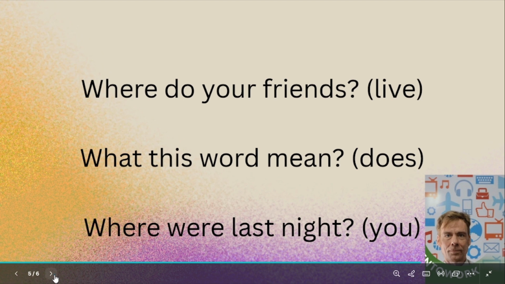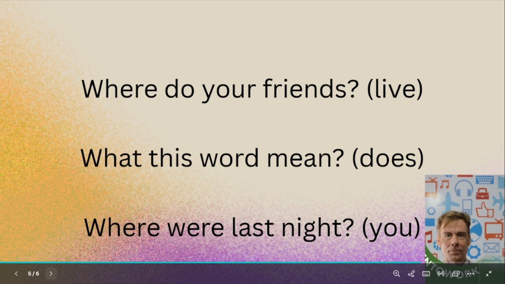So let's get some practice here. Take a look at these questions that have a word removed from them and see if you can guess where the word goes. The first missing word is live. The question is, where do your friends? You know, the question word is where. The auxiliary verb is do. The subject is your friends. So what's missing here is the infinitive verb live, which would go after the subject. So the question is, where do your friends live?